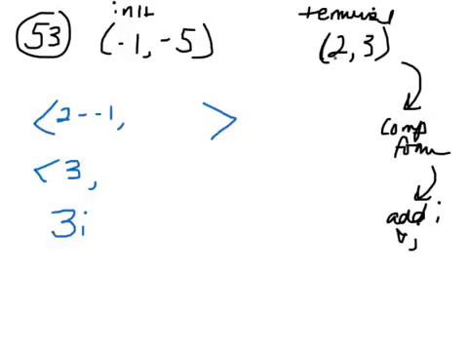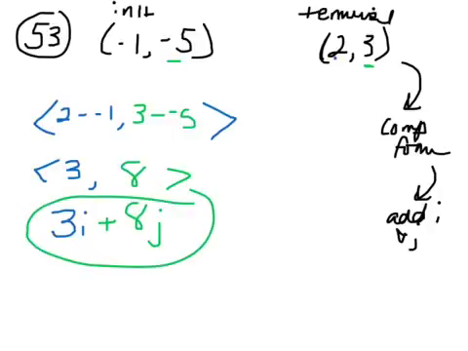Okay, and then on the other part of it, you would say 3 minus 5. Well, 3 plus 5 is 8. So that would be plus 8, and I would put a j there, and that's what they're wanting in that problem. But this is what we did yesterday when they asked us to put it in component form.